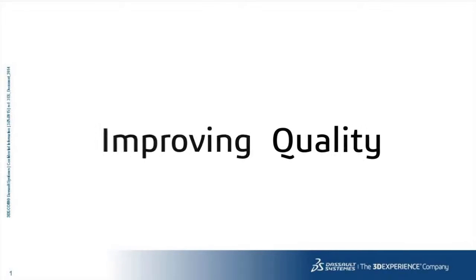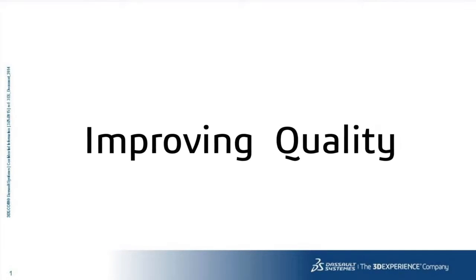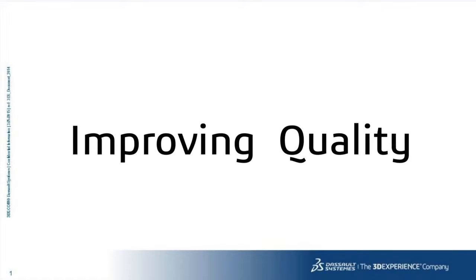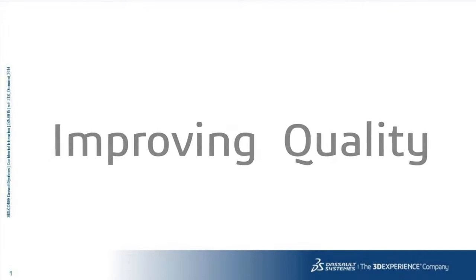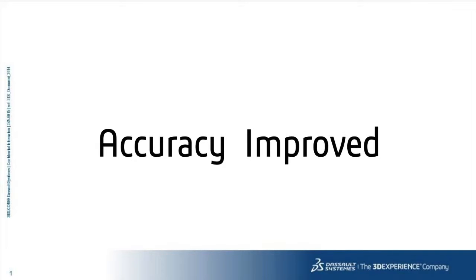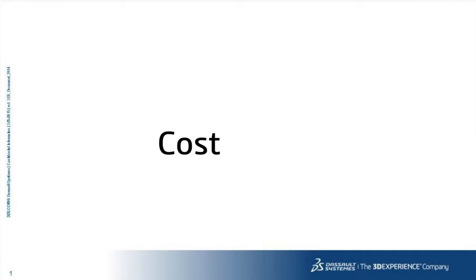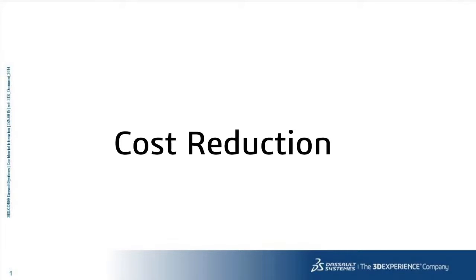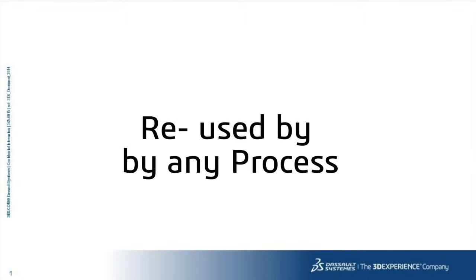So what value are we bringing to the detailed design phase? First, we're improving the quality. We are working on 3D geometry, and there is no misinterpretation. Errors are identified early. Product accuracy is improved due to the 3D access, and one of the impacts of that is cost reduction. The model can be reused by any process, including reuse of the functional description among part families.